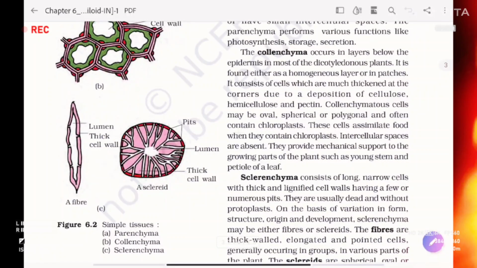The collenchyma occurs in layers below the epidermis in most of the dicotyledonous plants. It is found either as a homogeneous layer or in patches. It consists of cells which are much thickened at the corners due to deposition of cellulose, hemicellulose, and pectin. Collenchymatous cells may be oval, spherical, or polygonal and often contain chloroplasts. The cells assimilate food when they contain chloroplasts. Intercellular spaces are absent. They provide mechanical support to the growing parts of the plant such as young stem and petioles of a leaf.